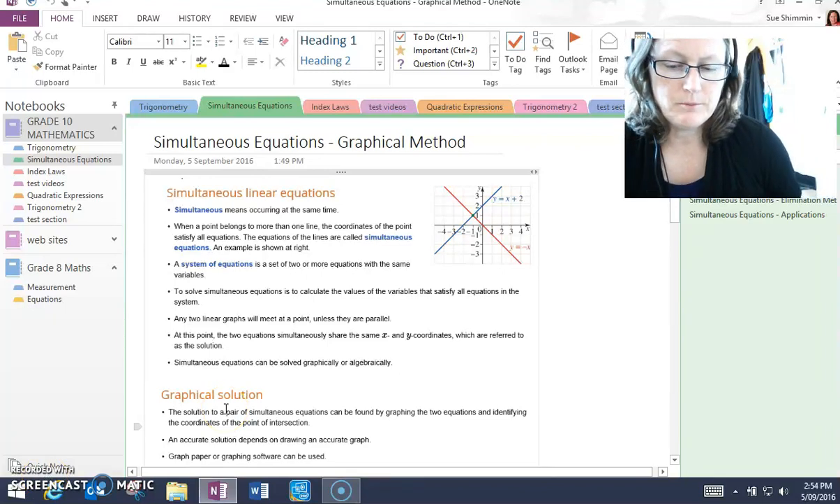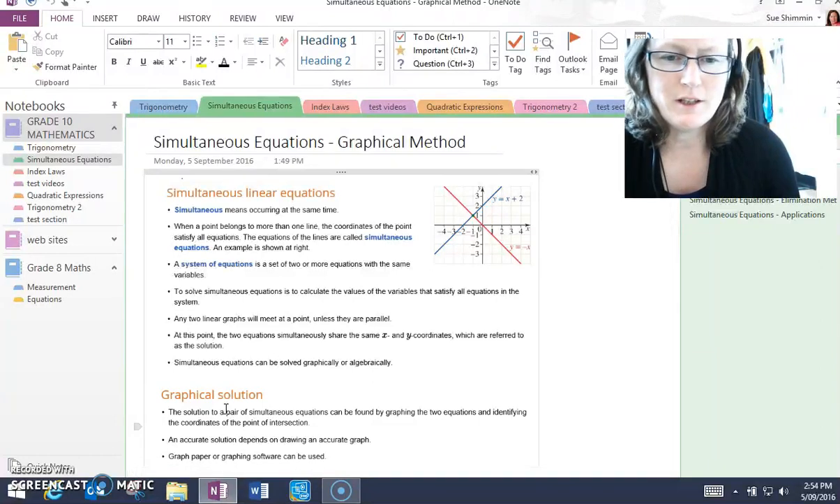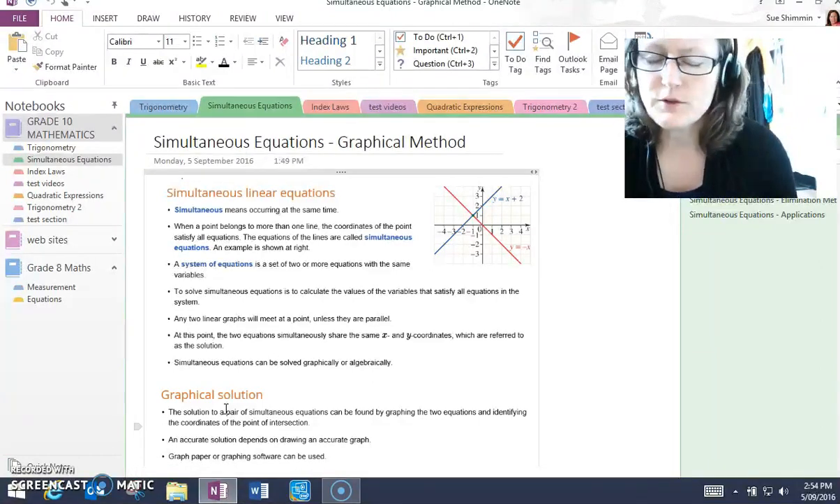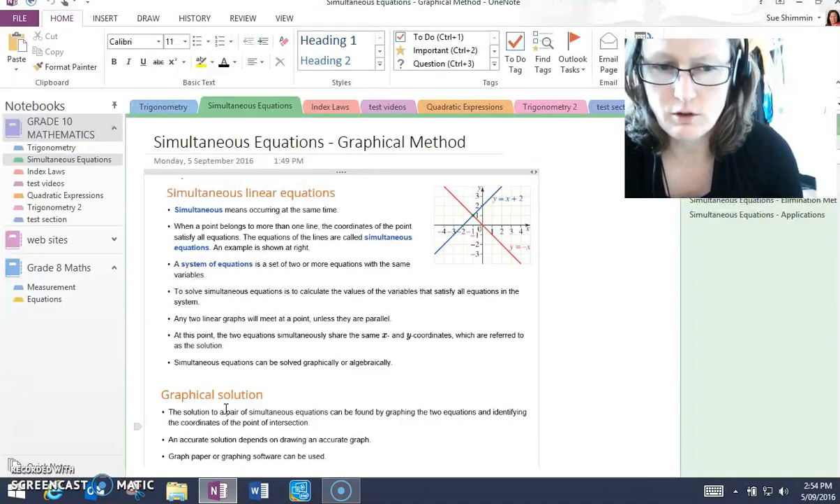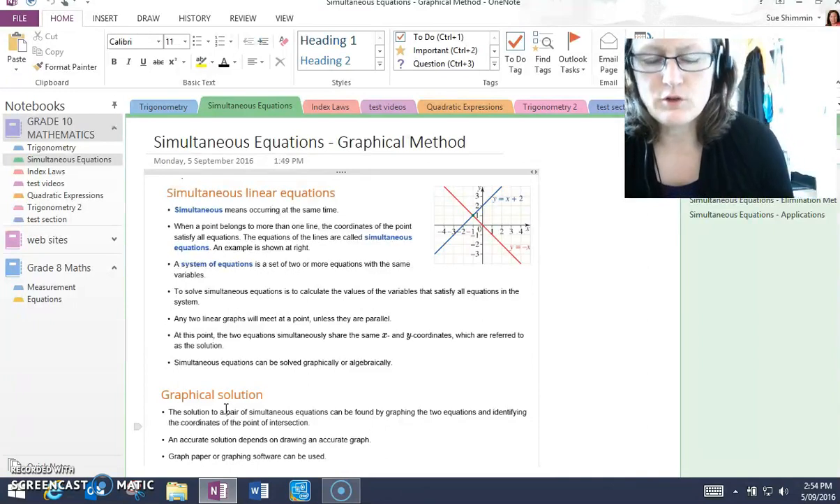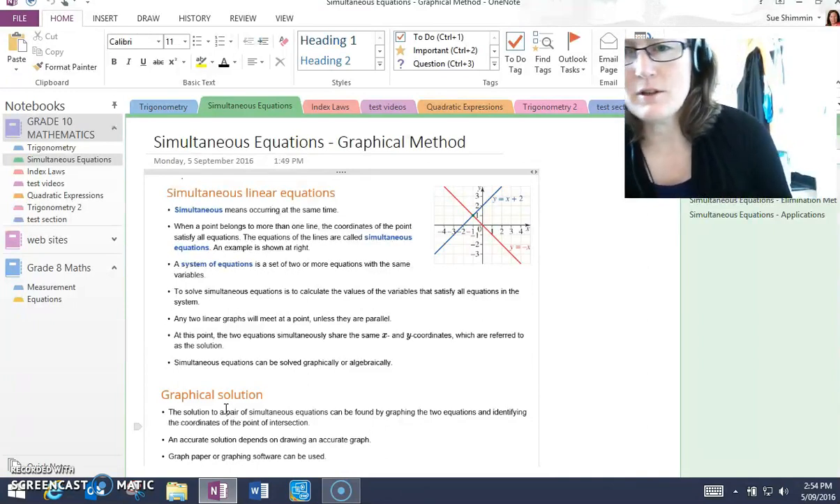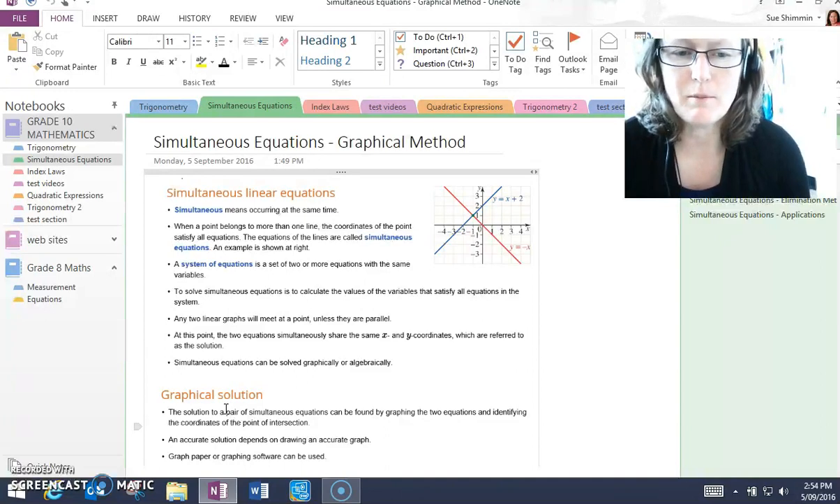Okay guys, we're going to just go over some simultaneous equations. Hopefully you remember that simultaneous means something that occurs at the same time. The first thing we're going to look at is how to solve simultaneous equations using the graphical method. The future videos will talk about substitution method and elimination method, and then we'll look at some applications.